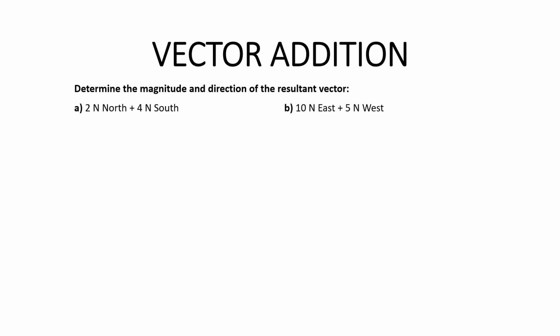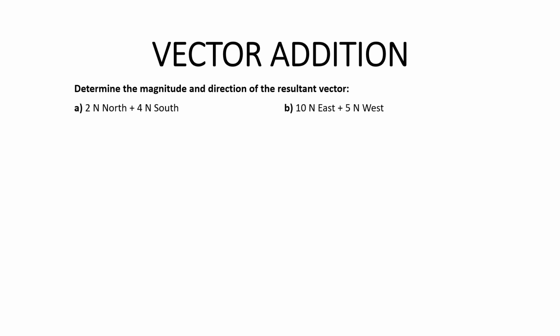Hi everyone. Two vectors may be added to each other by taking the vectors in turn and placing the head of the first to the tail of the next. The resultant vector is the line joining the tail of the first vector to the head of the last vector. Okay, so let's look at these questions.